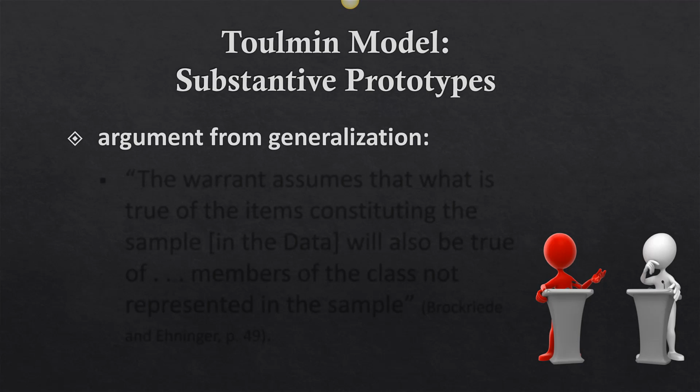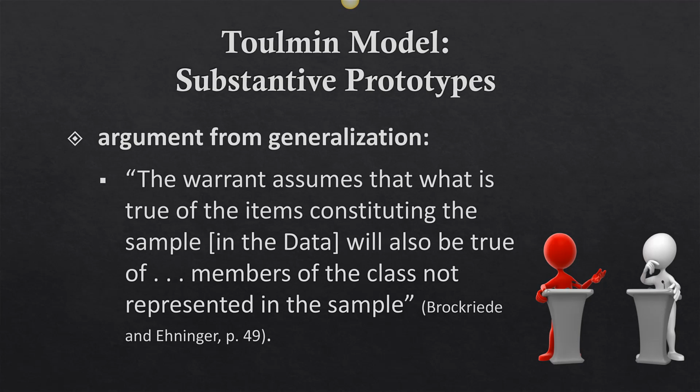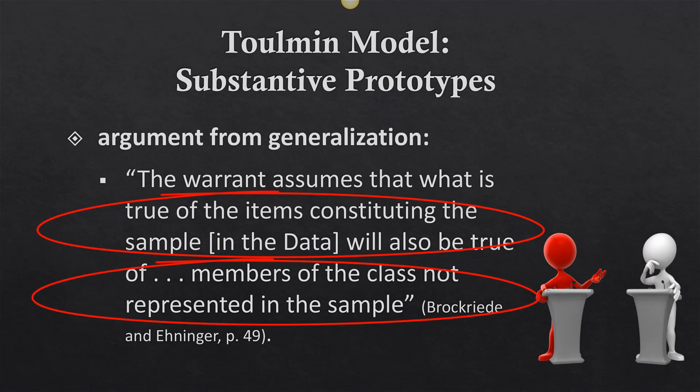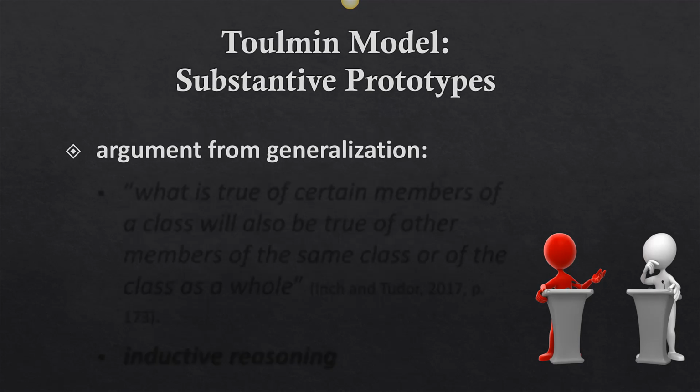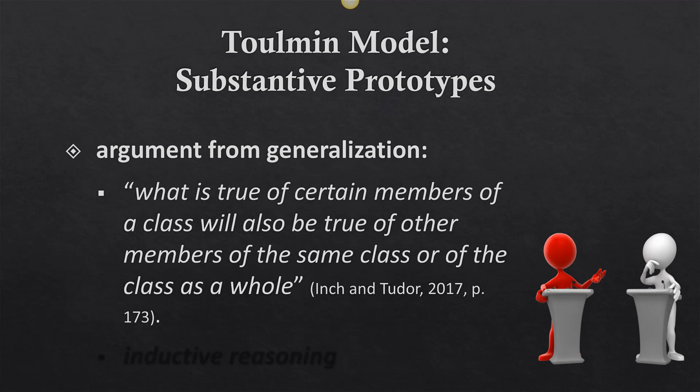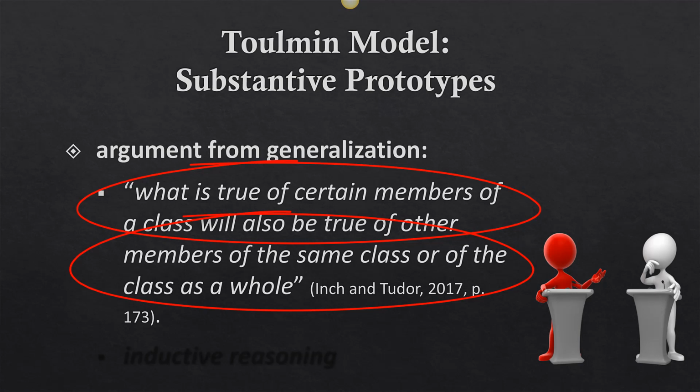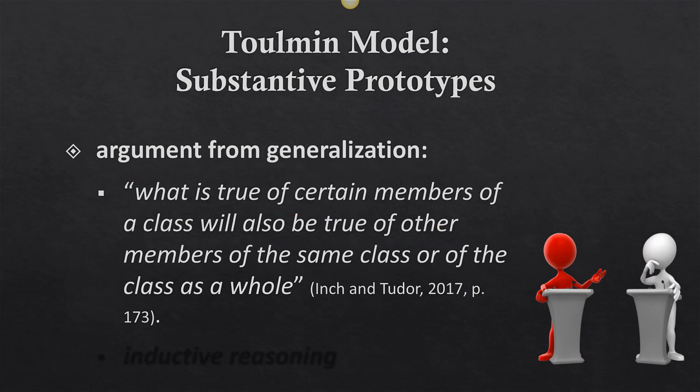Argument from generalization. According to Brock, Reedy, and Enninger, in an argument from generalization, the warrant assumes that what is true of the items constituting the sample in the data will also be true of members of the class not represented in the sample. Inch and Tudor provide an alternate definition that's pretty simple to understand. In an argument from generalization, what is true of certain members of a class will also be true of other members of the same class or of the class as a whole. This type of reasoning is what's often referred to as induction or inductive reasoning.